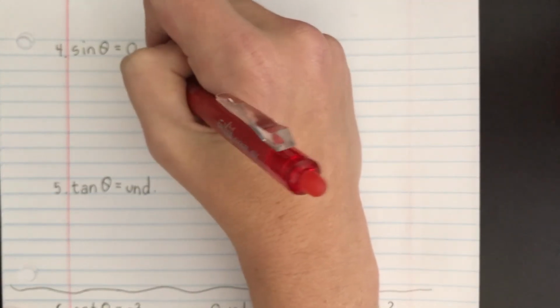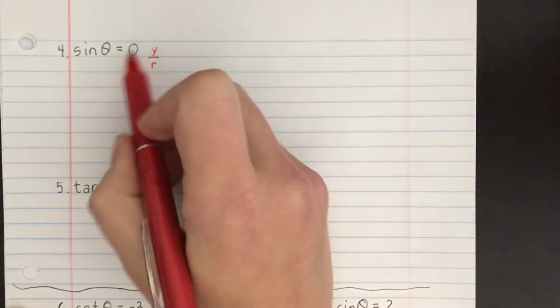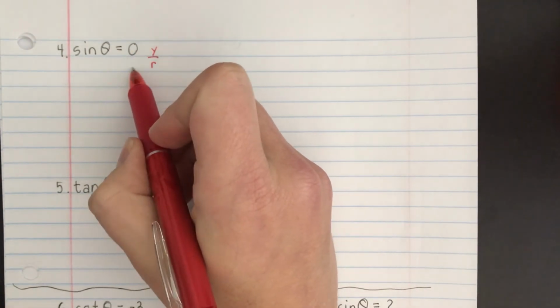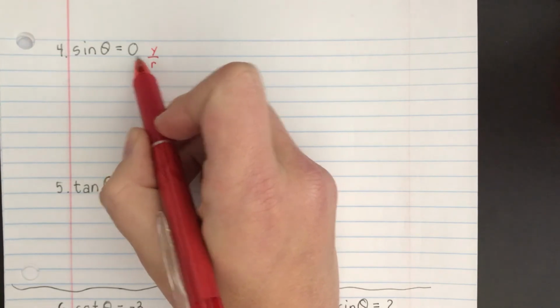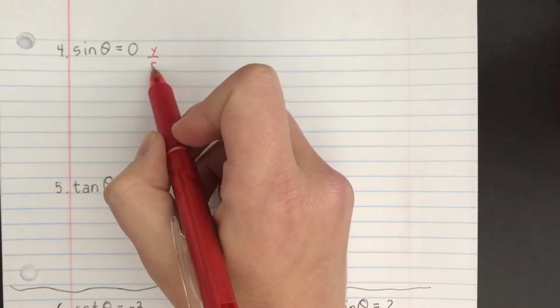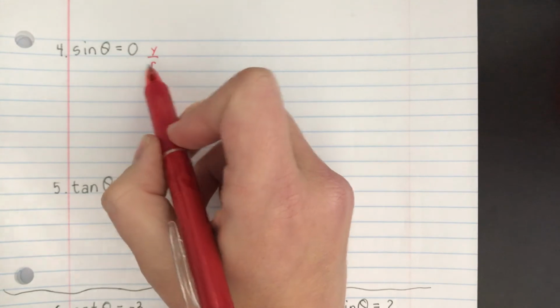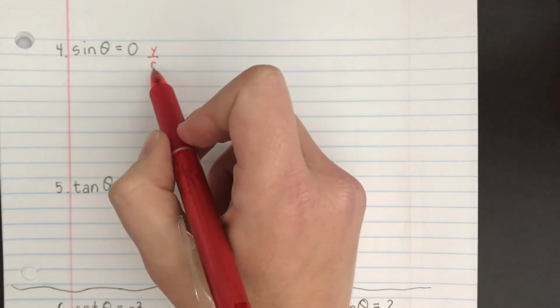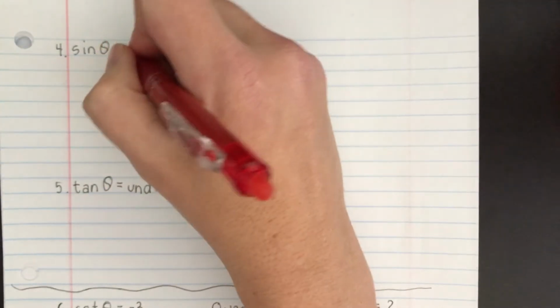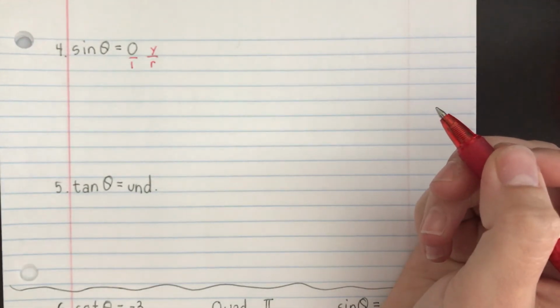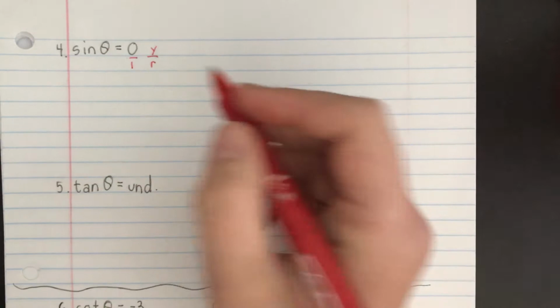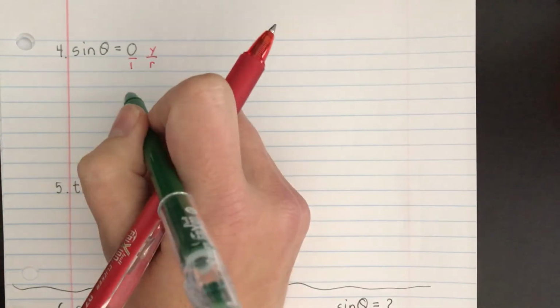is y over r. Okay, we could honestly put anything under here, because 0 over 2 is 0, 0 over 4 is 0, 0 over negative 1 is 0. Of course, r can't be negative. But since we can make r anything, let's make it the unit circle. Let's make it 1, okay? So if sine of theta equals 0 over 1, we're talking unit circle.